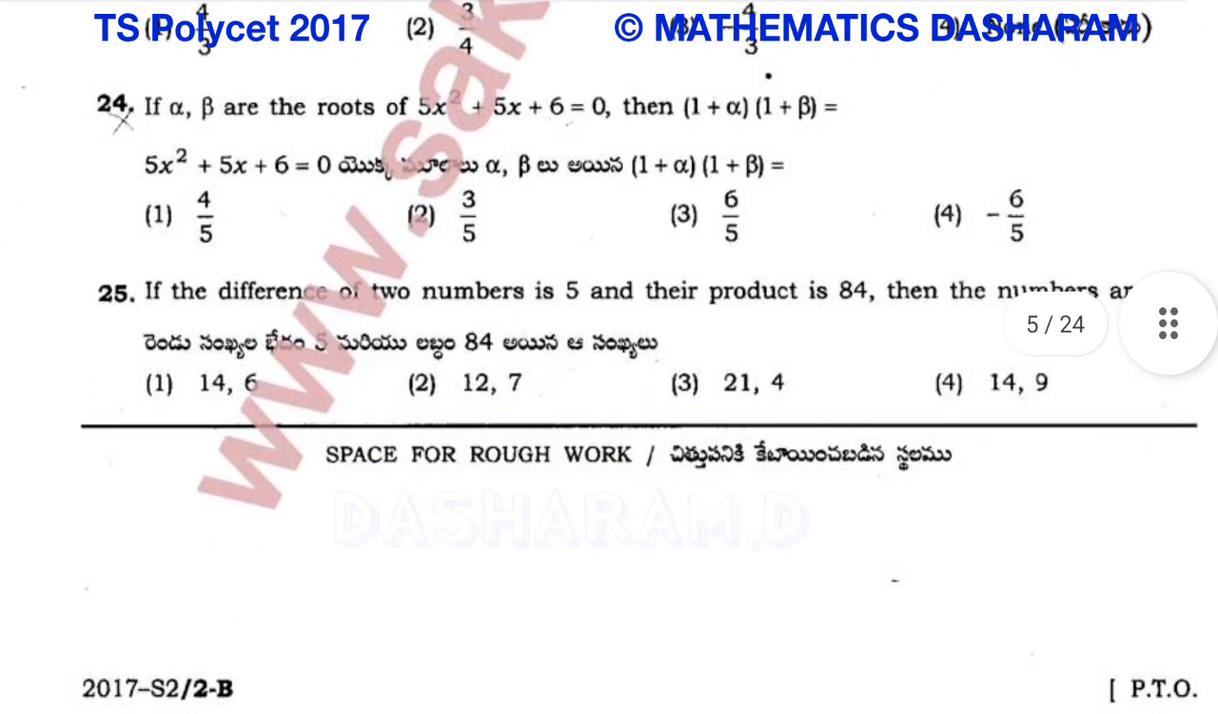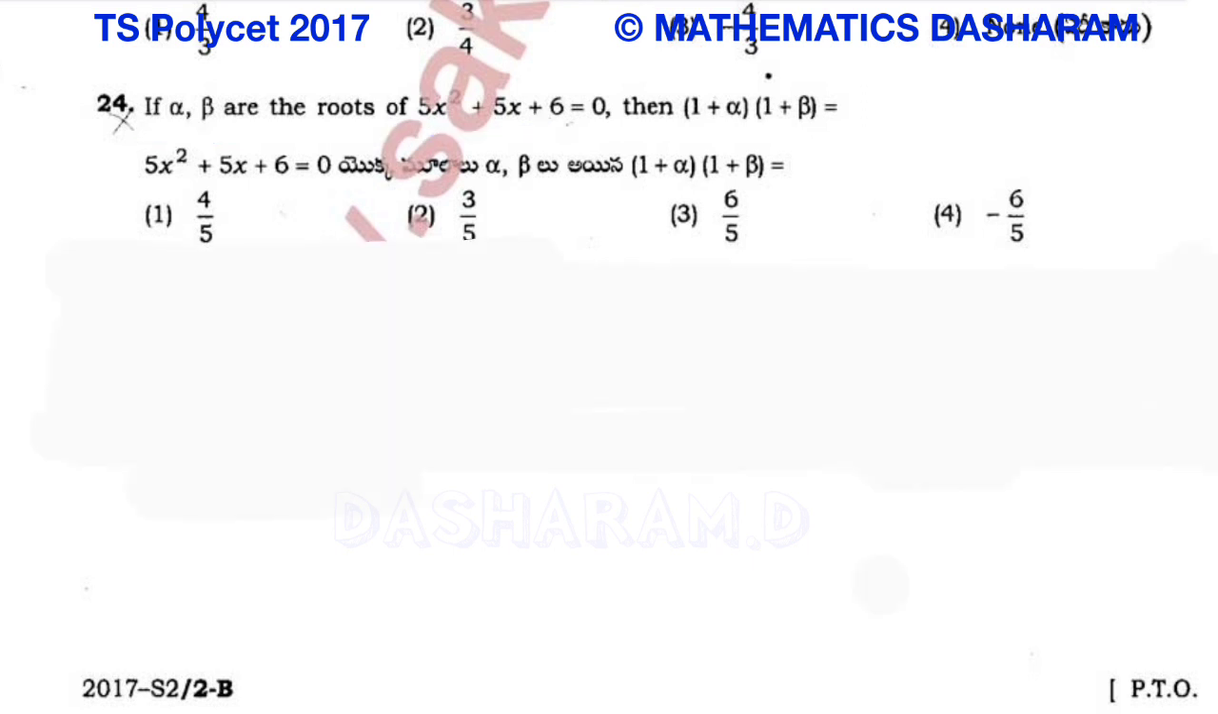Next, the 24th question. If alpha, beta are the roots of 5x square plus 5x plus 6 equals 0, then what is 1 by alpha plus 1 by beta? So first find out the two values: one is the sum of the zeros, another is the product of the zeros. So alpha plus beta is minus b by a. Minus b means x coefficient 5, and a is the x square coefficient, that is 5. Minus 5 by 5 is minus 1.